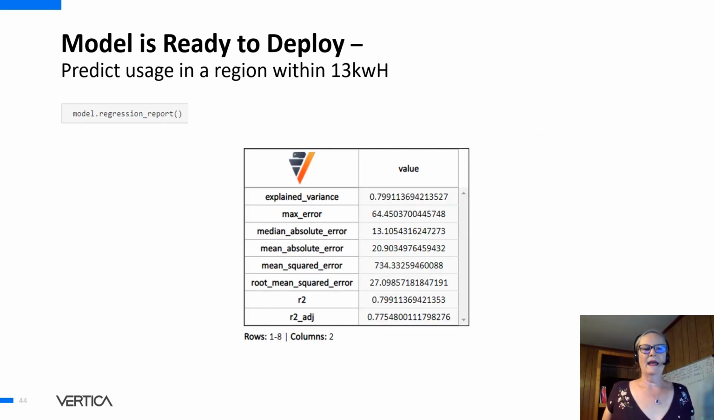And now I can predict the usage using my regression model. And this is not too bad. The R squared and everything looks, that's not a bad model. I could use that model.